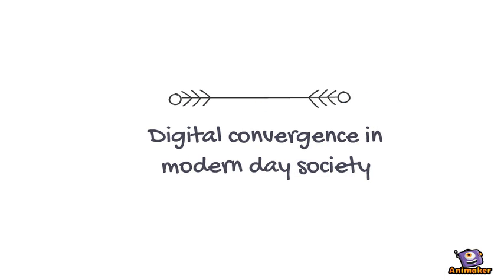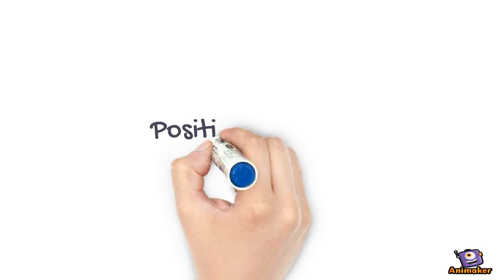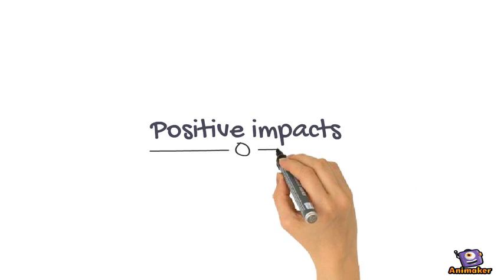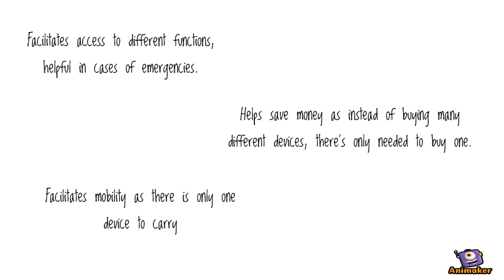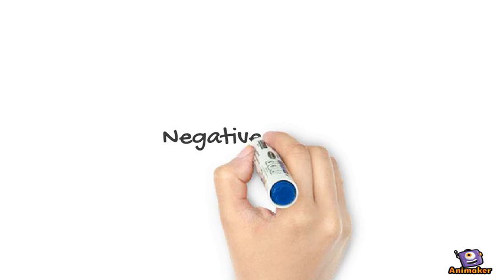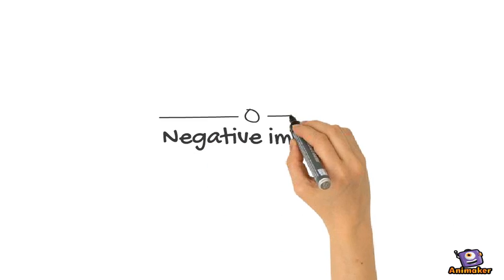Digital convergence in modern day society. Positive impacts. Facilitates access to different functions, helpful in cases of emergencies. Helps save money, as instead of buying many different devices, there's only one needed to buy. Facilitates mobility as it's only one device to carry. Negative impacts.